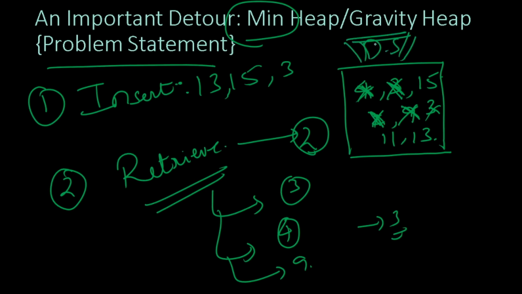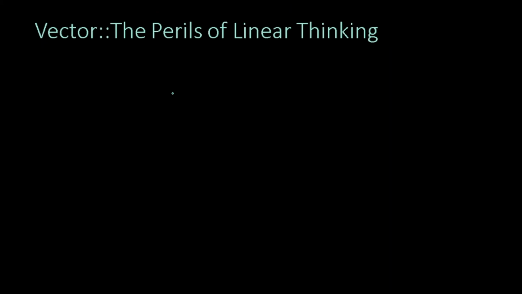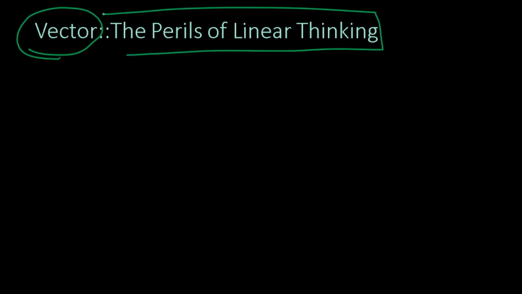By the end of this video, you'll be able to very clearly understand how to build this data structure. This is a very important concept for our next problem. So let's look at a few implementations. Let us first try and solve this problem with a vector, and in the process we will demonstrate why we should not try to think linear always.